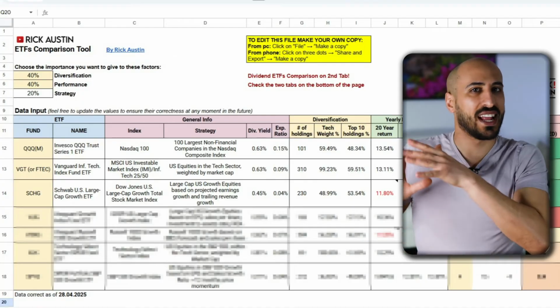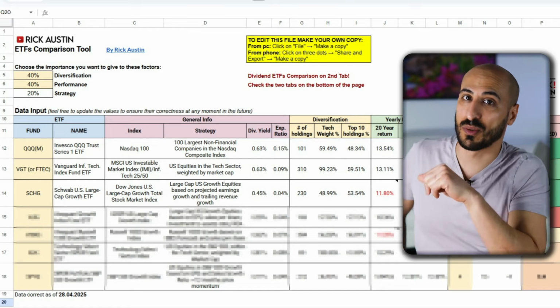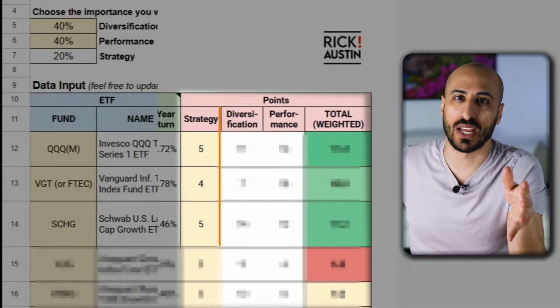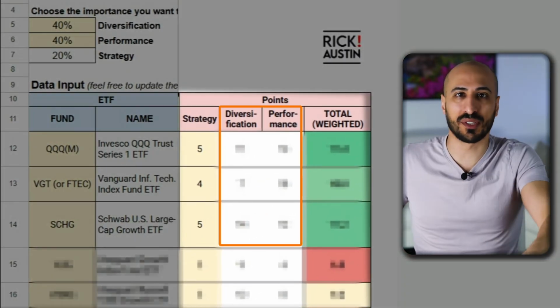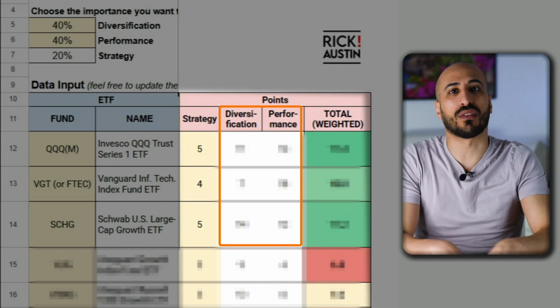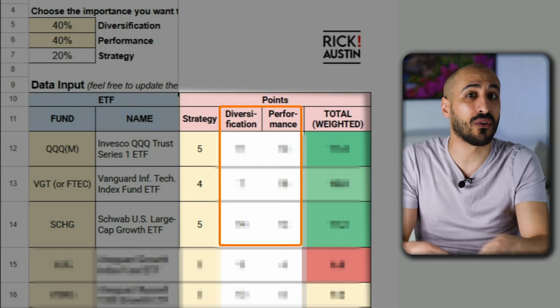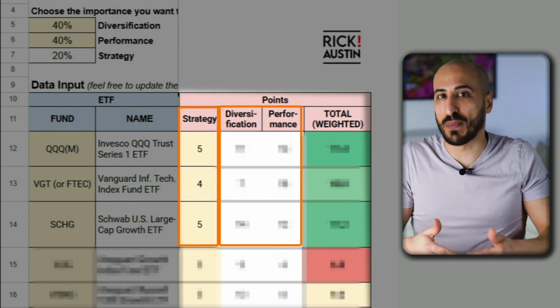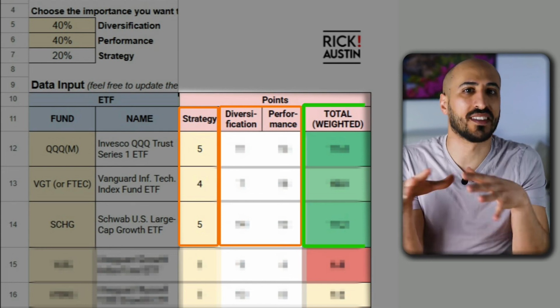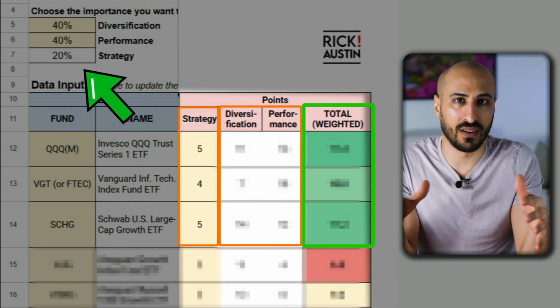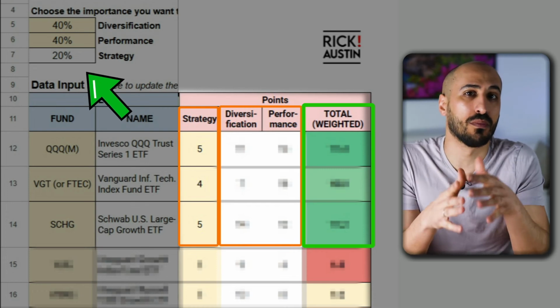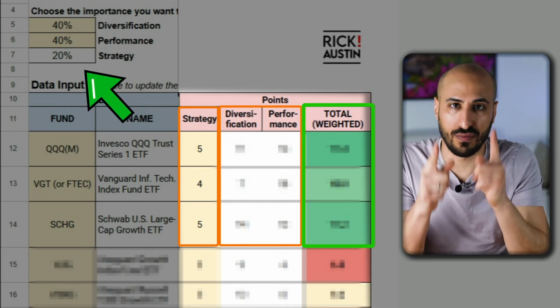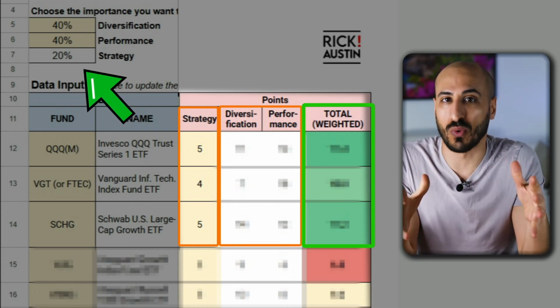In the table, which again, you can download for free from the description below, I used a points method of grading that automatically gives a grade on diversification and performance based on the 3 diversification factors and on the 3 performance factors that we've seen before. Then, together with the grade that we've manually given to strategy, the table weights the grades based on what we decided here in the upper part of the table. Therefore, how important are diversification and performance for you? The result is a total final weight per ETF.